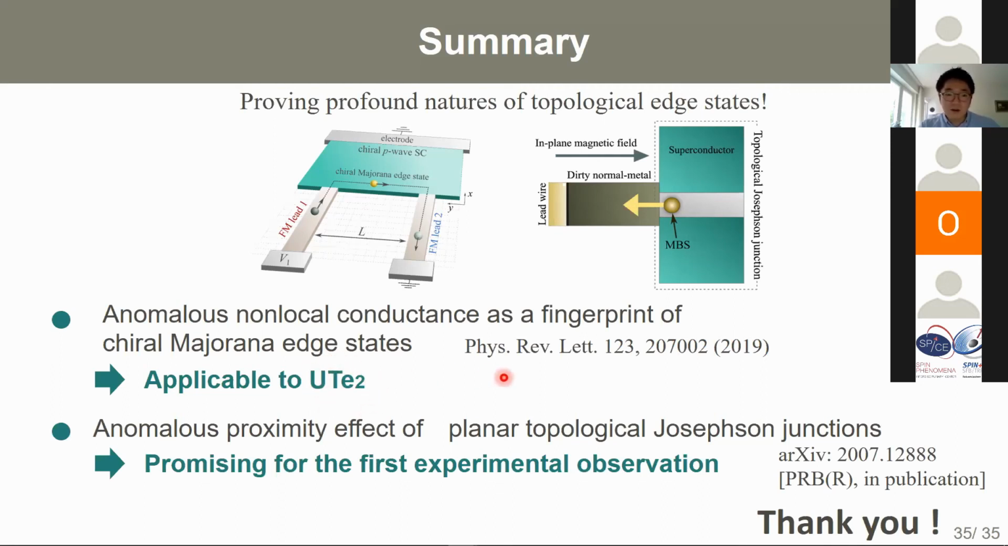And in the second part, we have checked the anomalous proximity effect in the planar topological Josephson junction system. And as I said, this system is fabricated on a semiconductor thin film, whose fabrication techniques are very well established. So we believe that our proposed experiment is very promising for the first experimental observation of this effect.